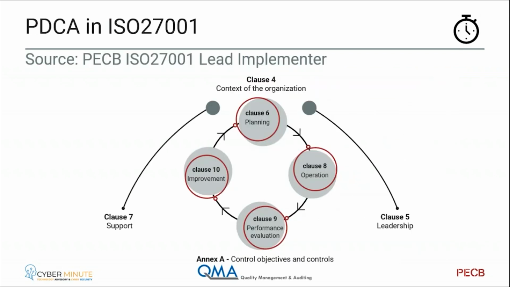To go a bit more into detail, it's quite important to understand that the 10 clauses that you see first in the ISO standard are based here. This comes from the ISO 27001 lead implementer course. I will not go too much into detail, but it's quite important to know where they are and how they relate to each other. For example, you will see that the PDCA cycle is based on clauses 6, 8, 9, and 10, to continuously improve your system, right?